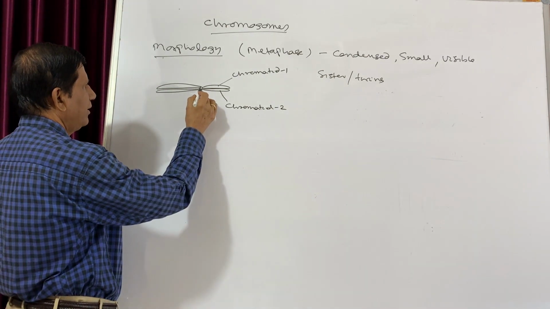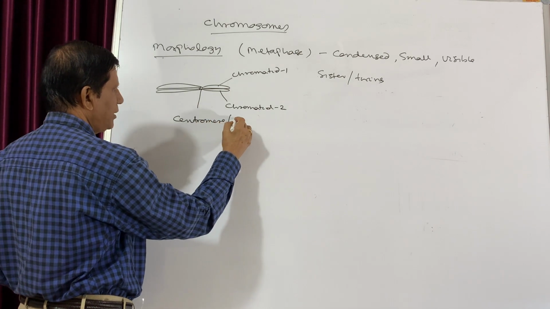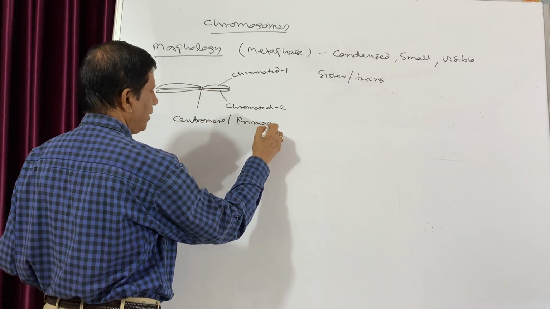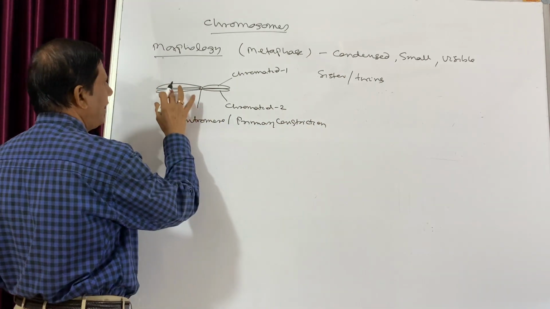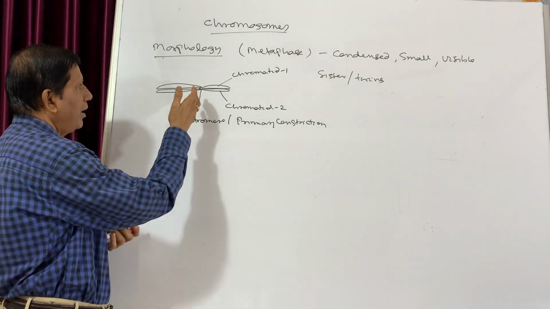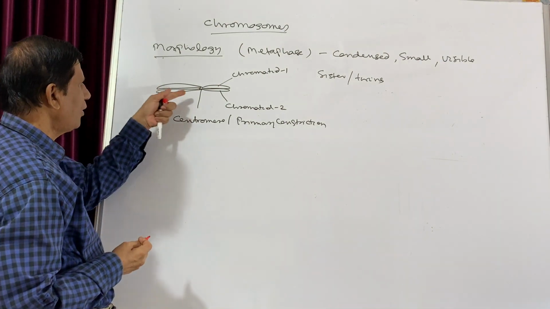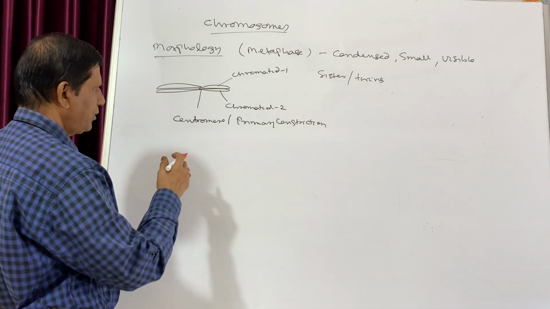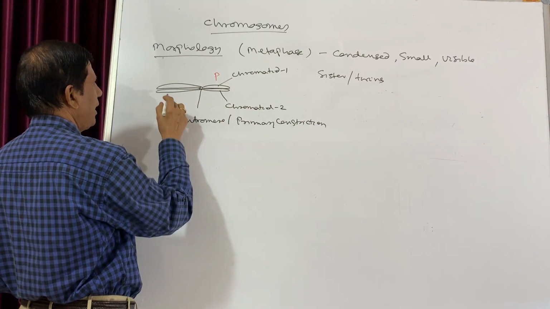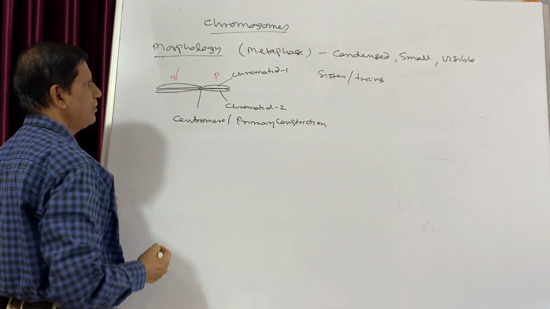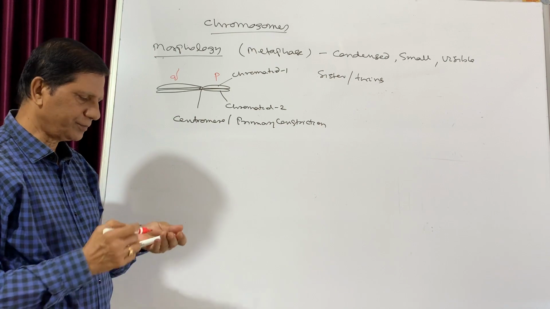a point. This is known as the centromere, also known as the primary constriction. The two sides present around the centromere, one is longer and the other is smaller. Usually the smaller arm is designated as P, while the larger arm is designated as Q.